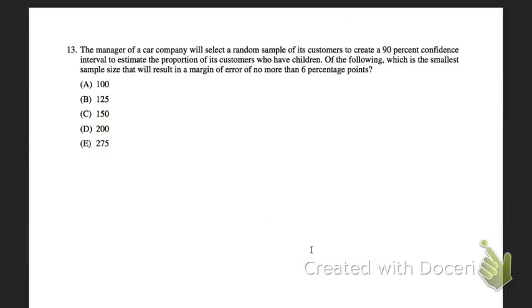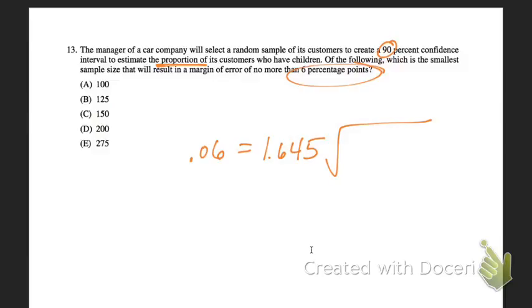So, it creates a 90% confidence interval. The word proportion here, so you're going to use proportions, P. What is the smallest sample size? No more than 6 percentage points. So 0.06 equals Z star of 0.95 times the square root. So the Z, I think it's 1.645. Then they don't give you the proportion, so we assume that it's what? 0.5, 0.5. Or you could just go ahead and put 0.25.